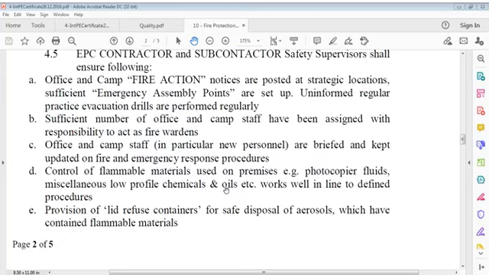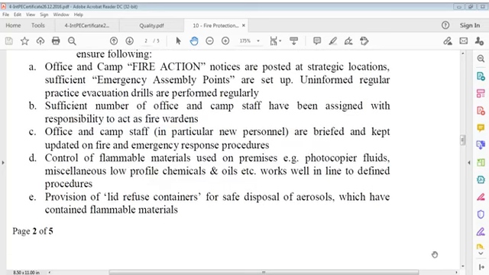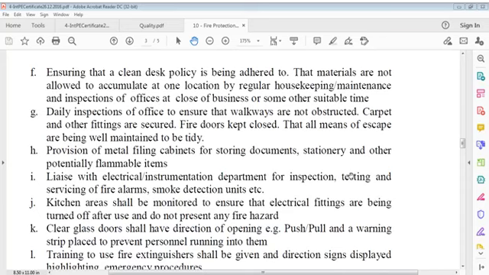Control of flammable materials used in premises, namely photocopier fluids, miscellaneous low-flash-point chemicals and oils, etc., works well in line with defined procedures. Provision of lidded refuse containers for safe disposal of aerosols which have contained flammable materials, and also ensuring that a clean desk policy is being adhered to. Clean desk policy means materials are not allowed to accumulate in one location, by regular housekeeping, maintenance and inspections of offices at close of business or some other suitable time.